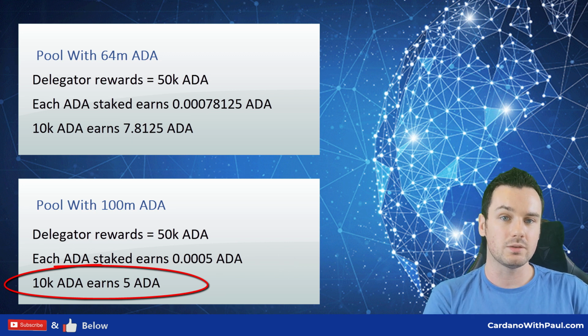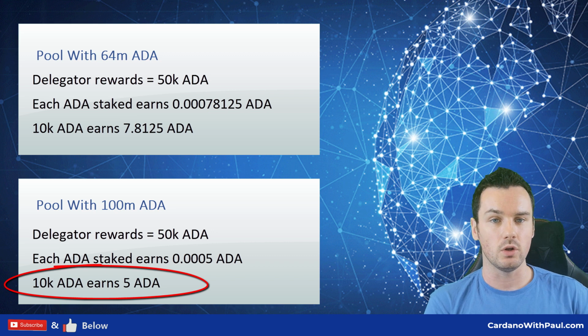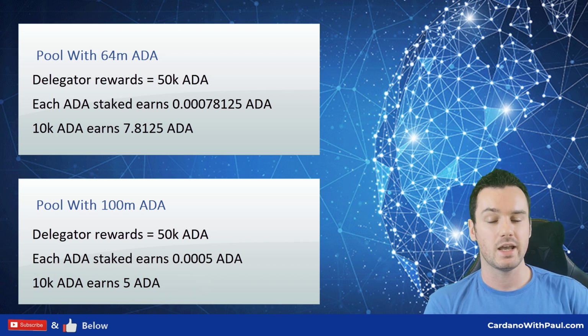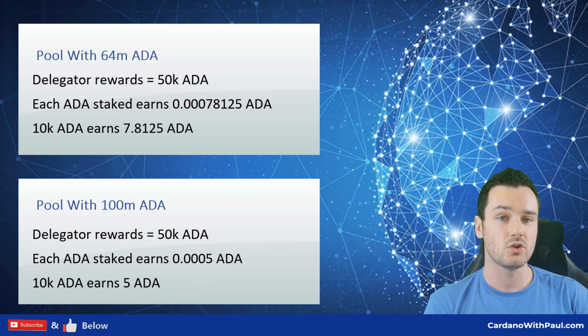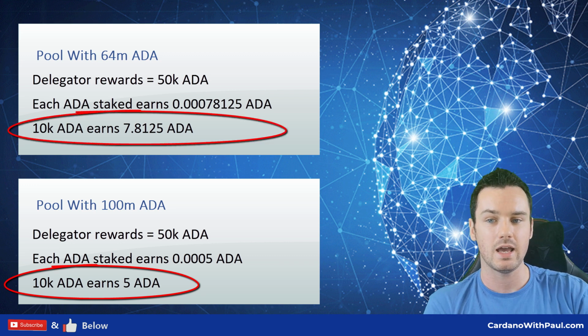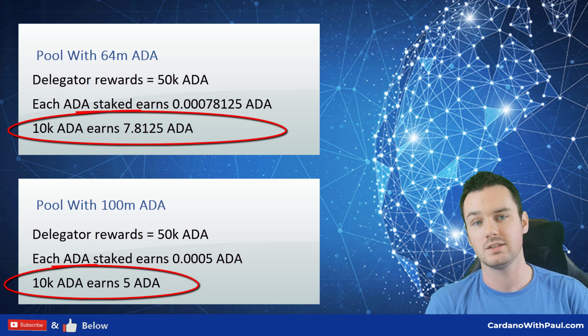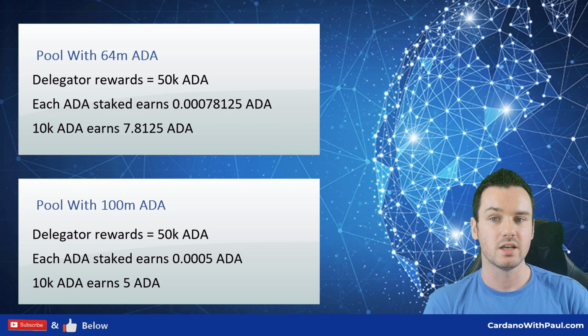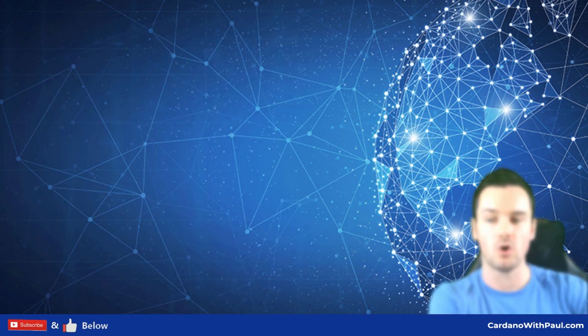So what that means is in a saturated pool, you are going to be earning less ADA. As you see in this example, in the saturated pool, you will be taking home 5 ADA as your rewards, but in a pool that isn't yet saturated, you would be getting 7.8125 ADA. So these are small examples, but when you start putting in bigger numbers and you start considering that this is on a per epoch basis, these figures do add up over time.